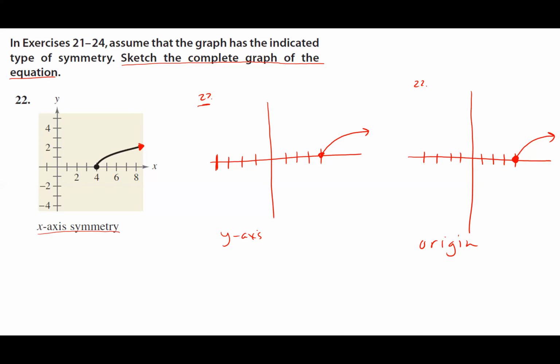Think about folding along the y-axis. Because what you did is you folded it right here. I want it to fold comfortably on top of itself. So think about it just a little.